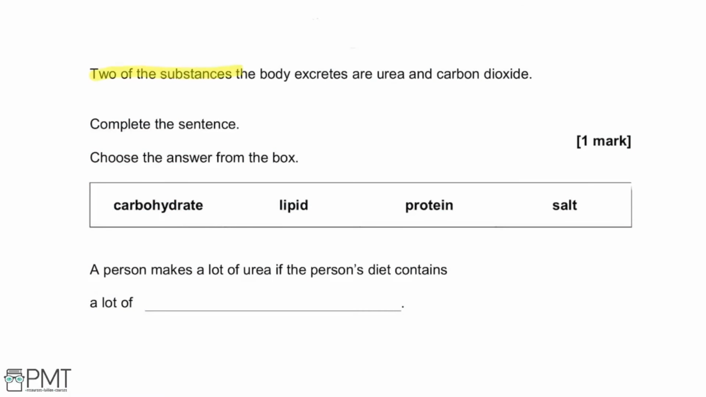Two of the substances the body excretes are urea and carbon dioxide. Complete the sentence, choosing the answer from the box. And this question is worth 1 mark. We are given the words carbohydrate, lipid, protein and salt. And the sentence we're given is, a person makes a lot of urea if the person's diet contains a lot of blank. So we just have to fill that in. And the answer is protein. Protein increases the person's urea production.